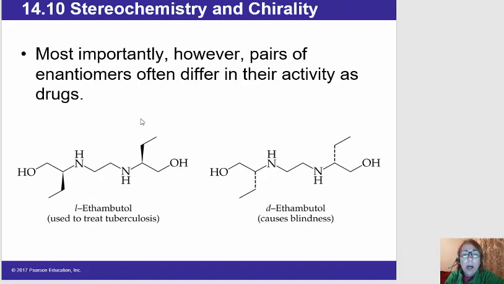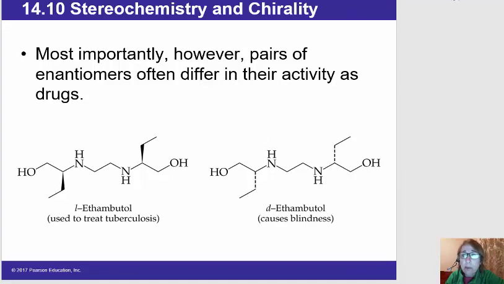Another important place where enantiomers come into play is in therapeutic drugs. So this happens a lot, actually. On the left we have L-ethambutol. Here's the OH where that all comes from, and it's used to treat tuberculosis, so it's therapeutic, but its enantiomer, D-ethambutol, causes blindness. So this is not an isolated case. There are many, many circumstances where drugs are determined and only one enantiomer is therapeutic while the other turns out to be quite dangerous.